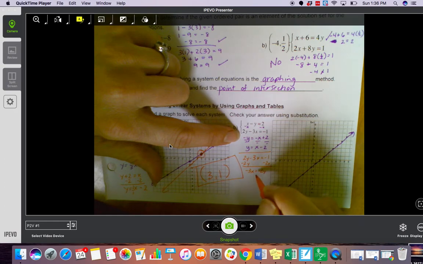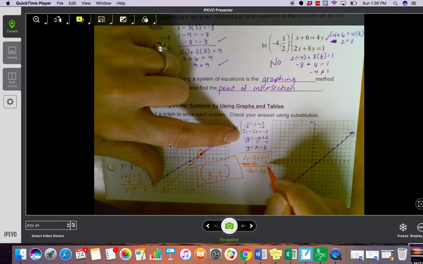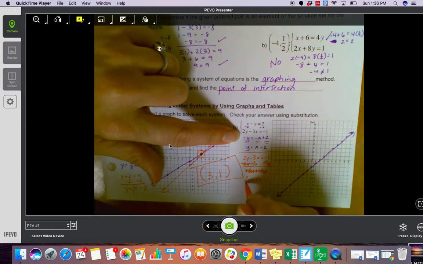Sorry. I don't want to subtract 2y. I want to add 3x. I want to get my y alone, so I'm going to add 3x on both sides here. Let's cancel that out. So I have 2y equals 3x minus 1. Divide by 2, divide by 2, and divide by 2. So y equals 3 over 2x minus 1/2.